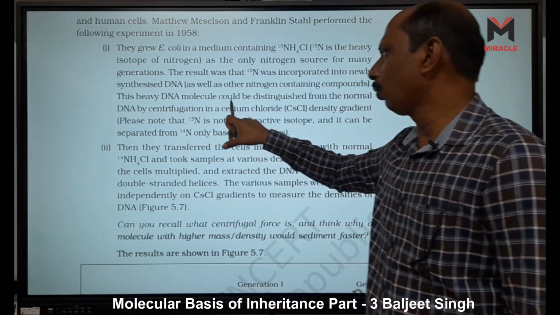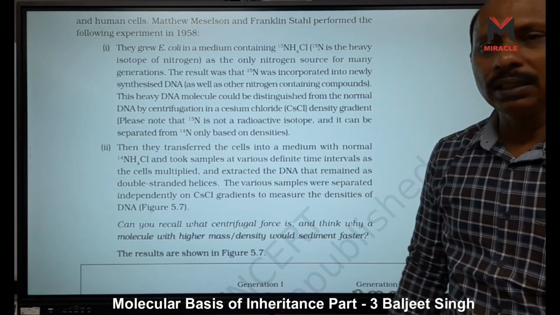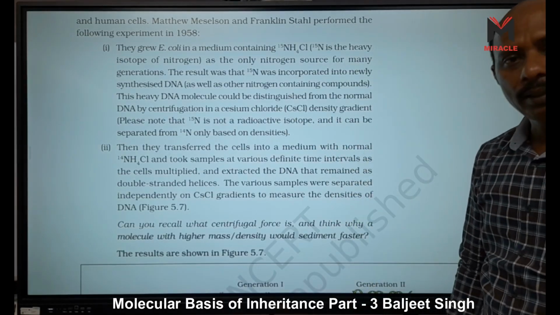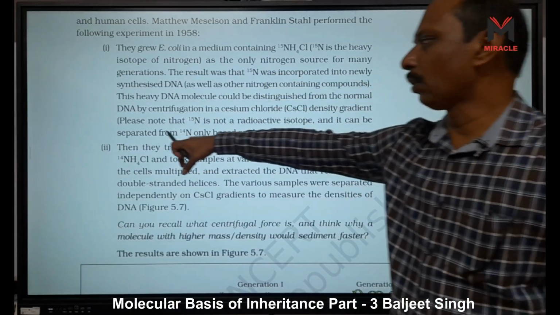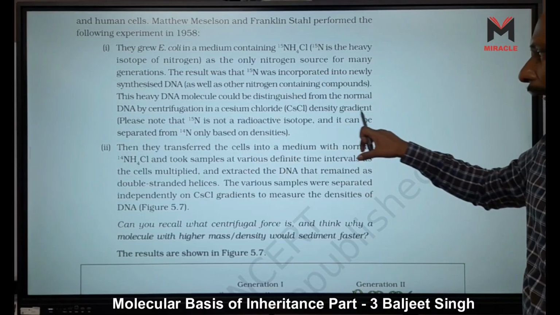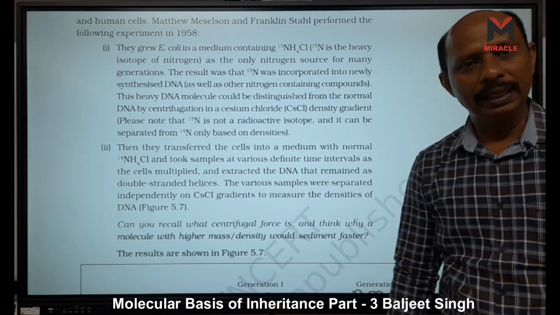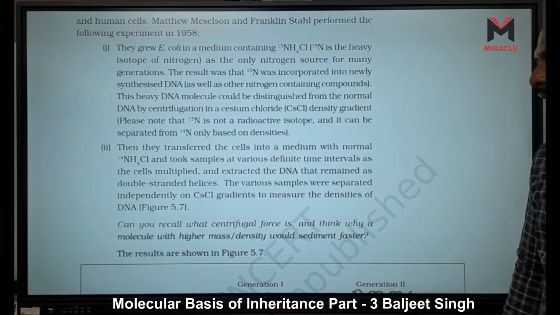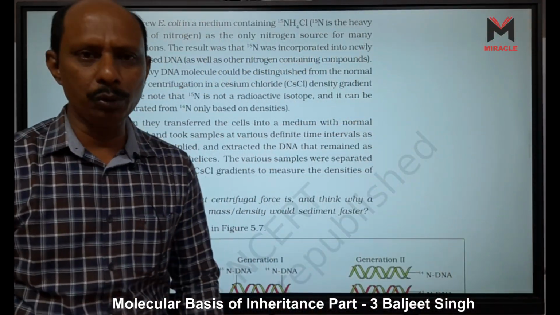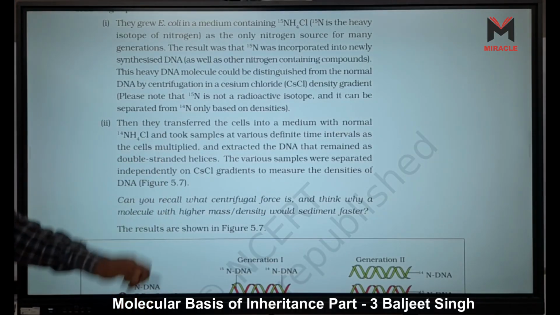This heavy DNA molecule could be distinguished from the normal DNA by centrifugation in cesium chloride, CsCl, density gradient, right? Please note that N15 is not a radioactive isotope and it can be separated from N14 only based on densities. So we use density centrifugation here. From ammonium chloride, this heavy nitrogen is used in the formation of DNA. That means the new DNA which is formed contains N15 only.